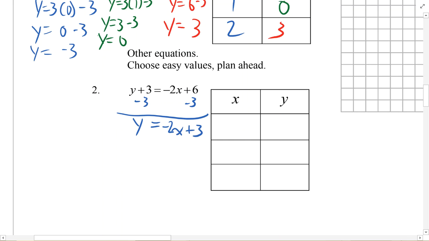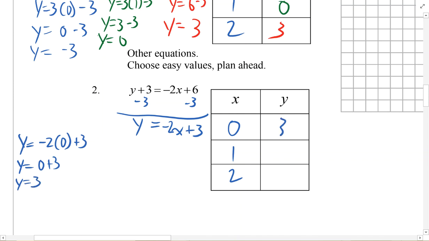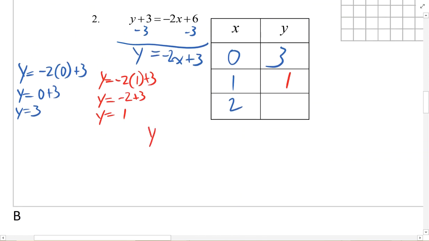Now we have no fraction, so let's choose easy x values, 0, 1, 2. So let's substitute in x equals 0. So we get y equals negative 2 times 0 plus 3. Y equals 0 plus 3. Y equals 3. Let's do the next one. X equals 1. So y equals negative 2 times 1 plus 3. Y equals negative 2 plus 3. Y equals 1. And the last one, y equals negative 2 times positive 2 plus 3. Y equals negative 4 plus 3.